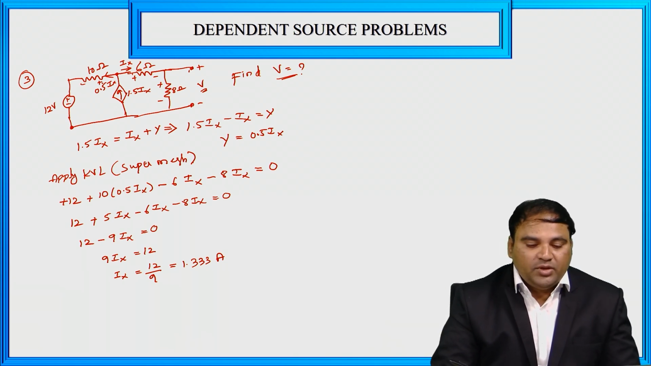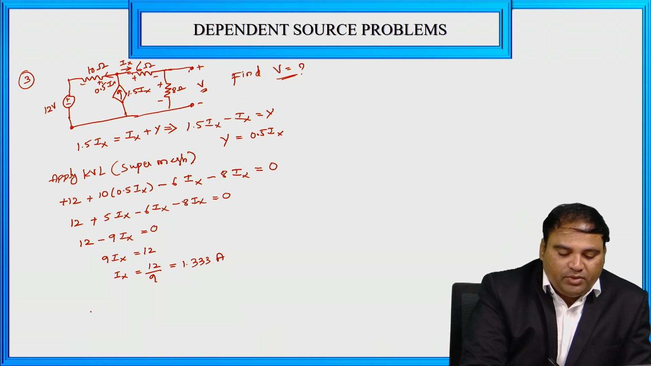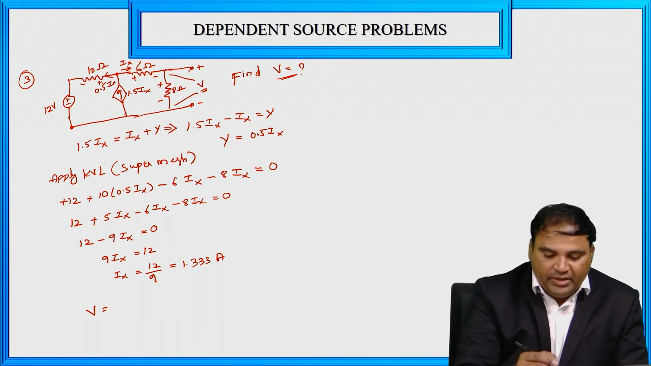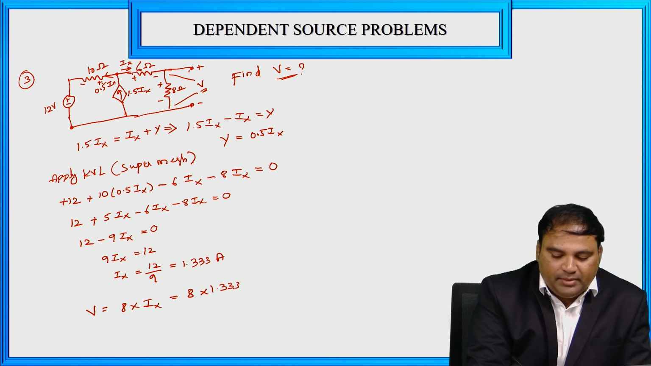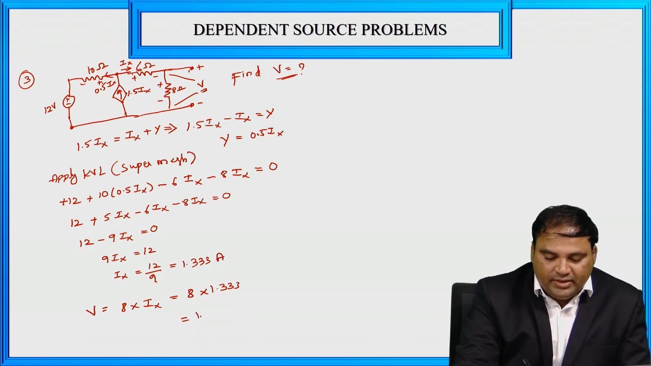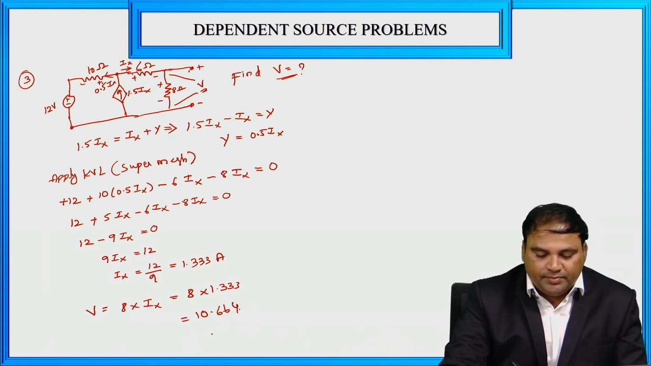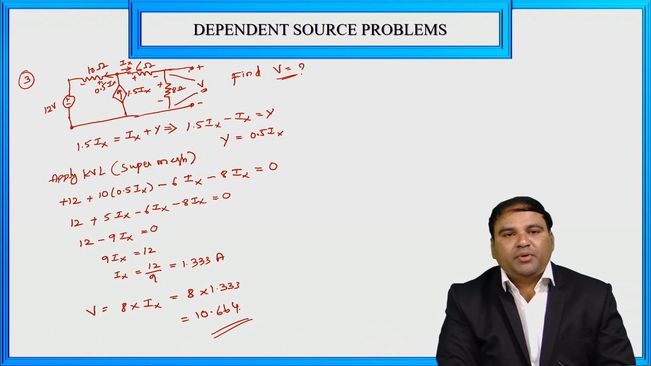Okay, so now we need to calculate the V value, right? So V equal to, so voltage drop at the 8 ohm resistor, so V equal to 8 into Ix, that equal to 8 into 1.3333, that is equal to, we will get 10.664. Here is the dependent source problem.